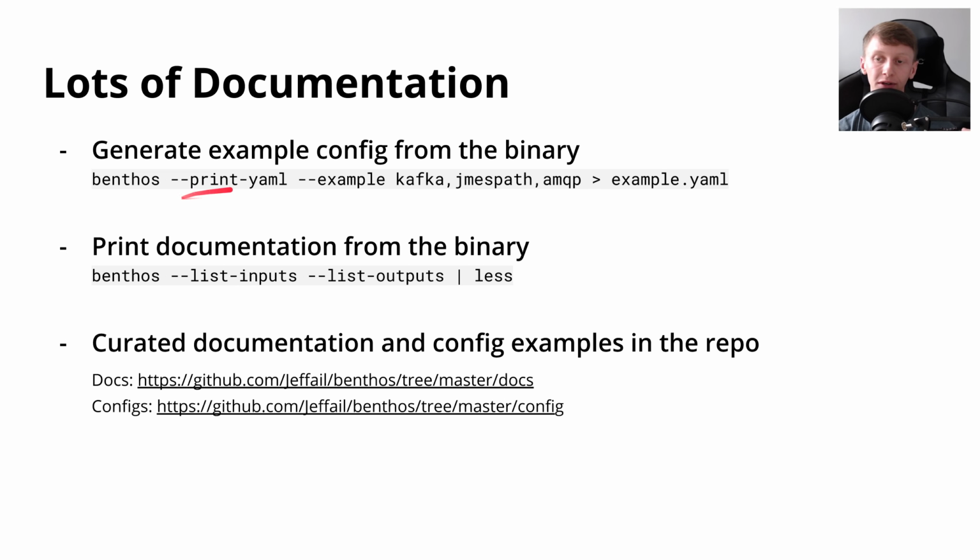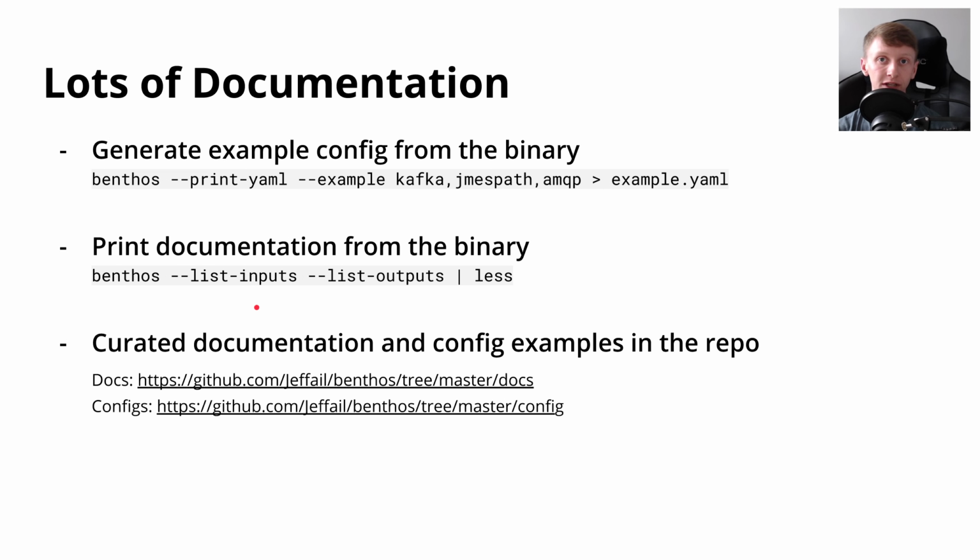If you grab the binary and run the command print YAML and then --example, you can give it a comma separated list of types that you would like to include in your example config, and then you can just pipe it to somewhere. For example, this command would make a Kafka input, a JSON processor, and an AMQP output, and it would just make it for you. And then all you have to do is set the particular fields that you want, and it's good to go.